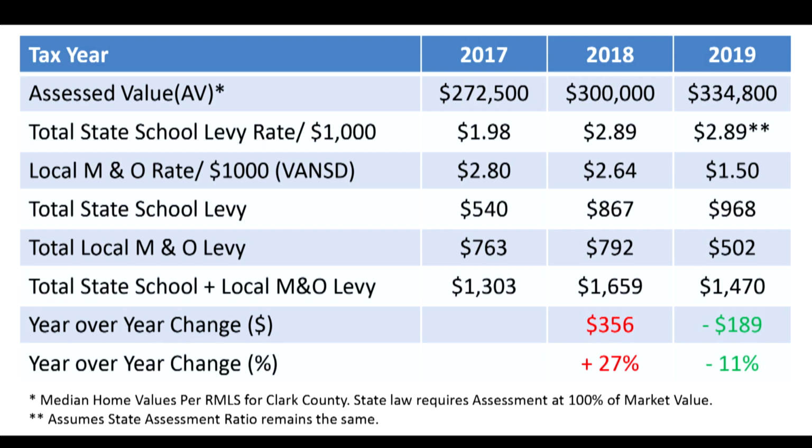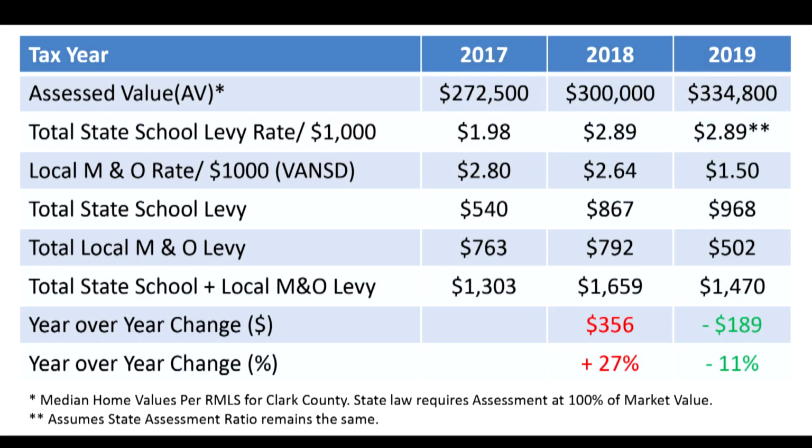Absolutely. So if we look at a little bit in the past, 2017, if you have a home with approximately a $272,500 assessed value, with a state school levy rate of $1.98 per $1,000, and a school M&O rate of $2.80, the state school taxes would have been $540. The local M&O levy dollars would have been $763 for a total of $1,303 of tax for a combined state school and M&O levy.